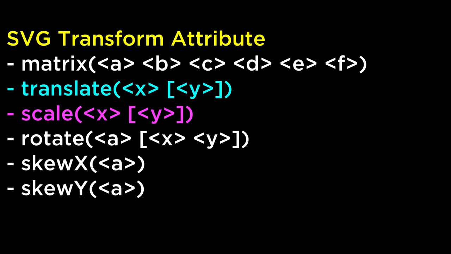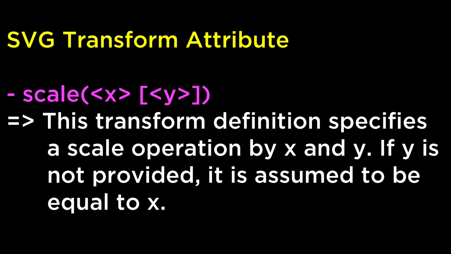What it also defines is a scale transformation. This definition comes from the Mozilla SVG tutorial. What it means is that we can scale the x coordinates up or down, as well as scale the y coordinates up or down. Note that if the y is not provided, it is assumed to be equal to x, which means if x is positive and we do not specify a y, then y will be positive as well. Y will also be equal to x. So everything will stretch in the x direction as much as it will stretch in the y direction.